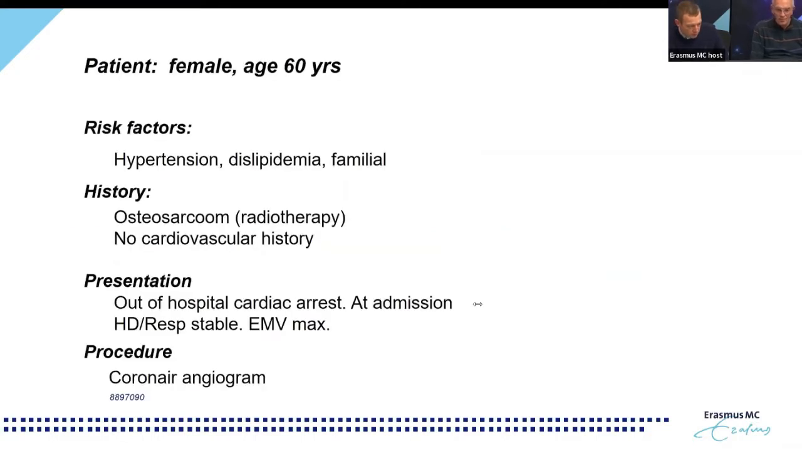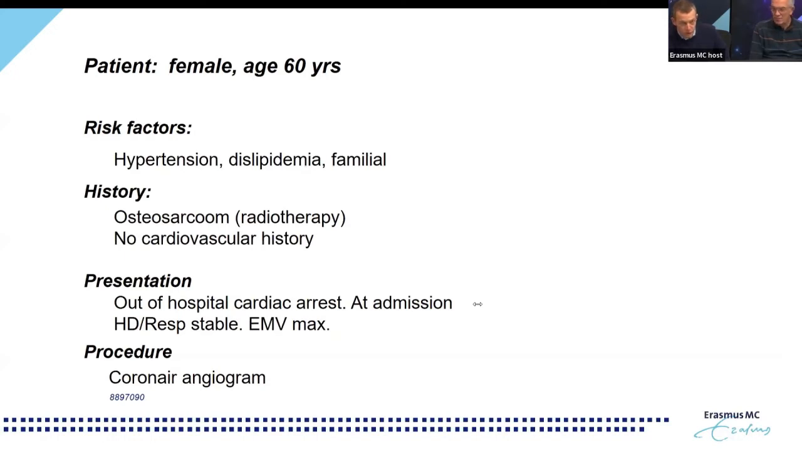So we want to present you the case of a 60-year-old female patient with hypertension, dyslipidemia, and a family history of cardiovascular disease. She had an osteosarcoma for which she received radiotherapy, otherwise no apparent vascular disease, and she presented with an out-of-hospital cardiac arrest. She was shortly resuscitated, and when she arrived here, she was already completely hemodynamically and respiratory stable.